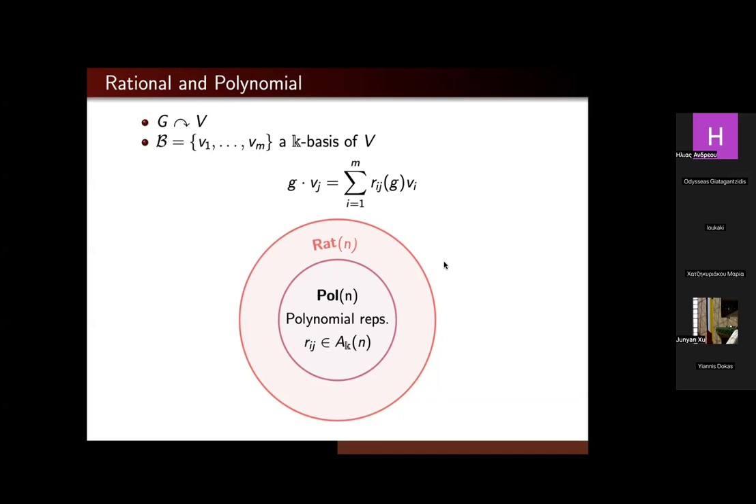You can actually turn this back: start with a polynomial representation, tensor with the inverse of the determinant, do it many times, and at some point you will end up with the rational representations. If I understand the irreducible representations for the rational ones, then I know directly the polynomial irreducible representations, and vice versa. So I can restrict myself to the polynomial category and talk only about polynomial representations.